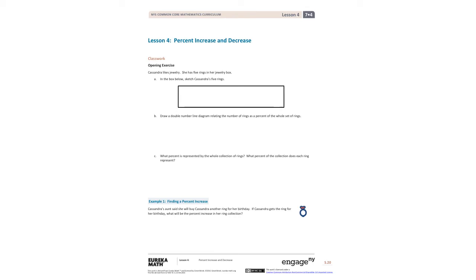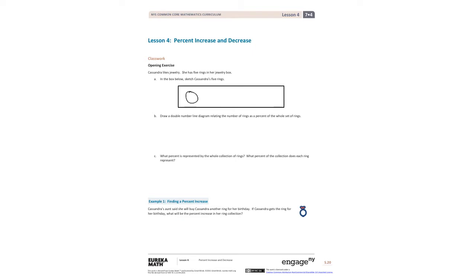Today we're doing lesson 4, percent increase and decrease. So we're going to start with the opening exercise. Cassandra likes jewelry. She has 5 rings in her jewelry box. So in the box below, we're going to sketch Cassandra's 5 rings.